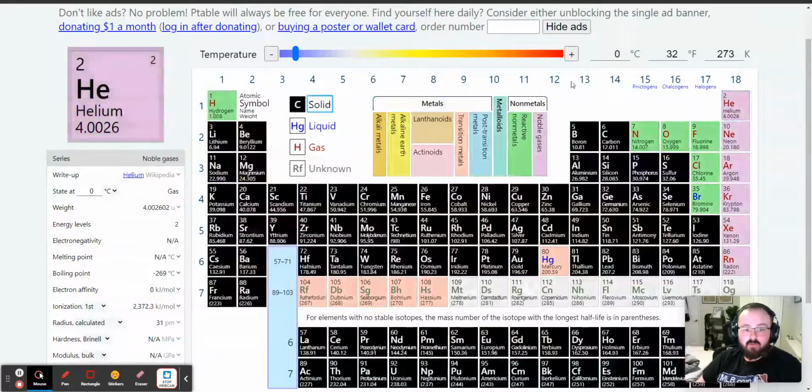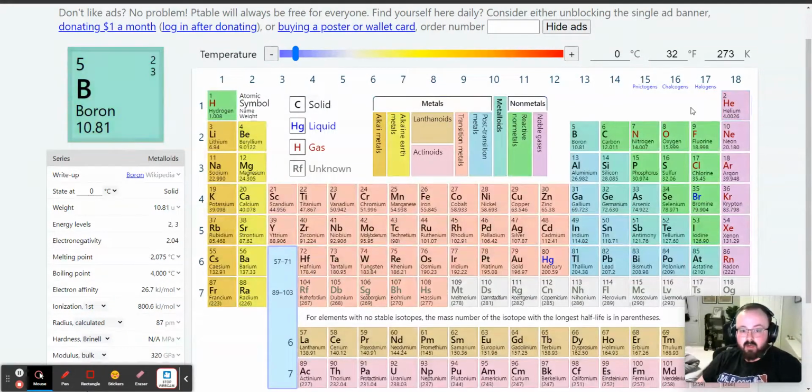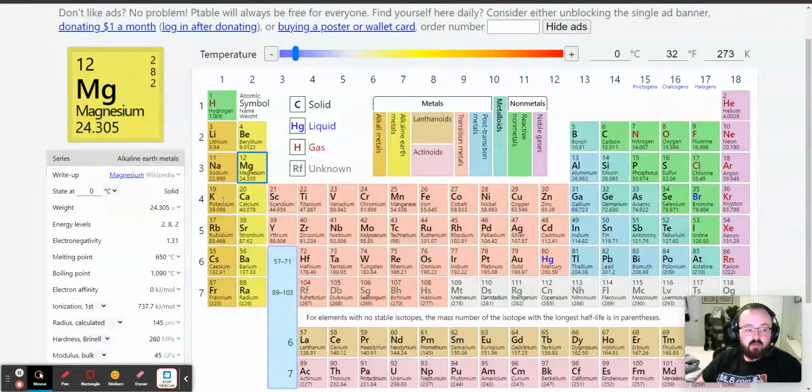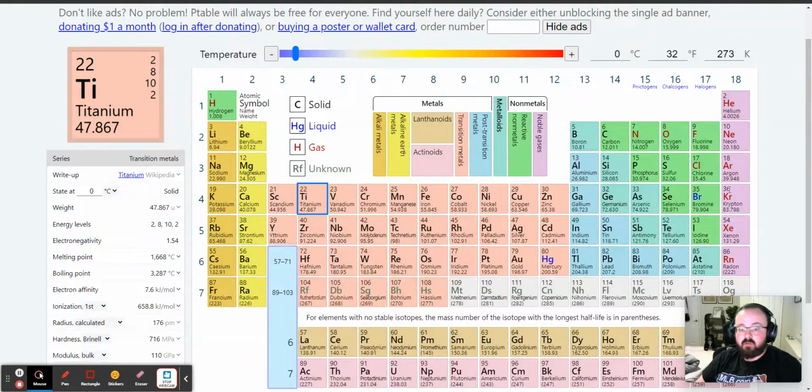We move left to right from the top down in terms of atomic number. So element 1, 1 proton, hydrogen. Element 2, 2 protons, helium. 3, 4, 5, 6, 7, 8, 9, 10, 11, 12, and so on. We get down here, 19, 20, 21, 22, etc. All increasing by 1 till we get to 36.